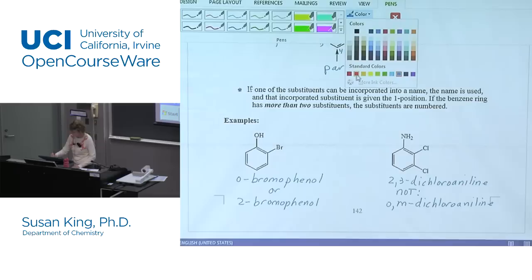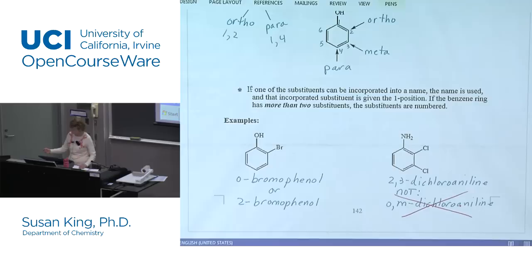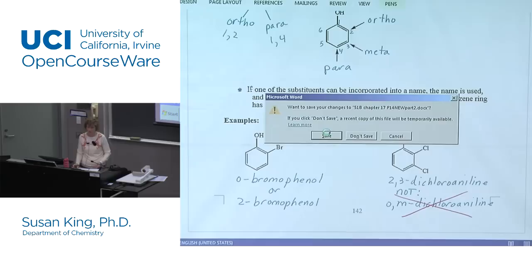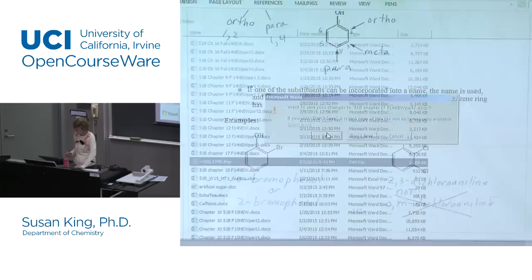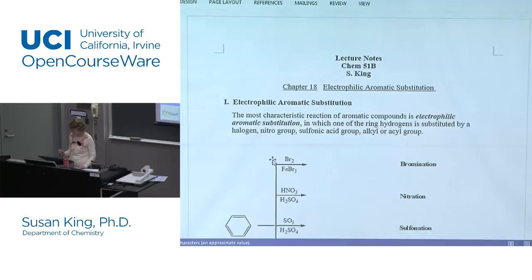That's as much as we're going to get into nomenclature of benzene rings. All right, so I'm going to save that, and we're going to start chapter 18 today, which I'm thrilled about. This is a good time to ask questions while we're saving that. Anybody? It's a beautiful thing. We're on the last chapter, guys. It's exciting, huh? You're almost two-thirds of the way done with O-Chem.